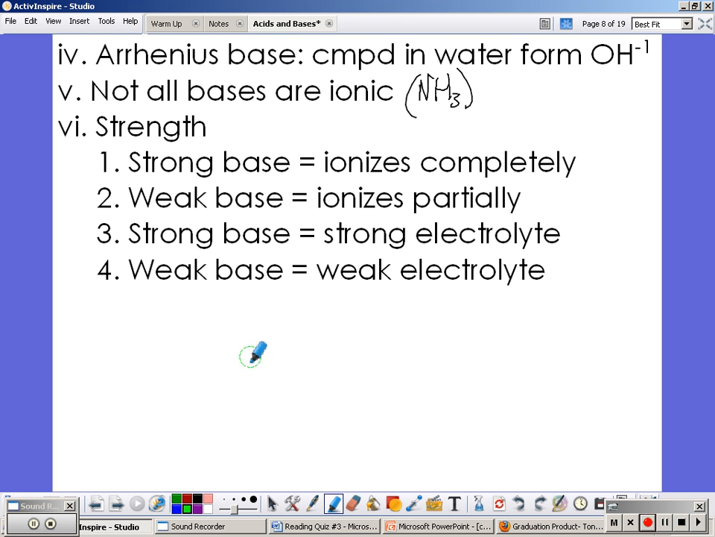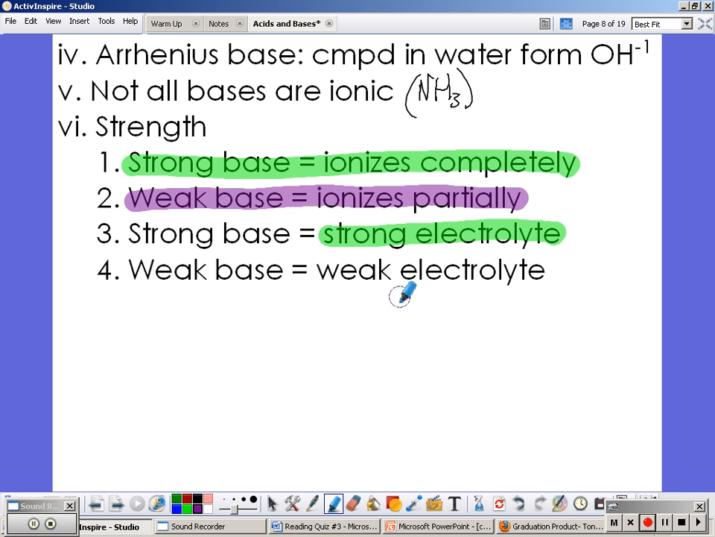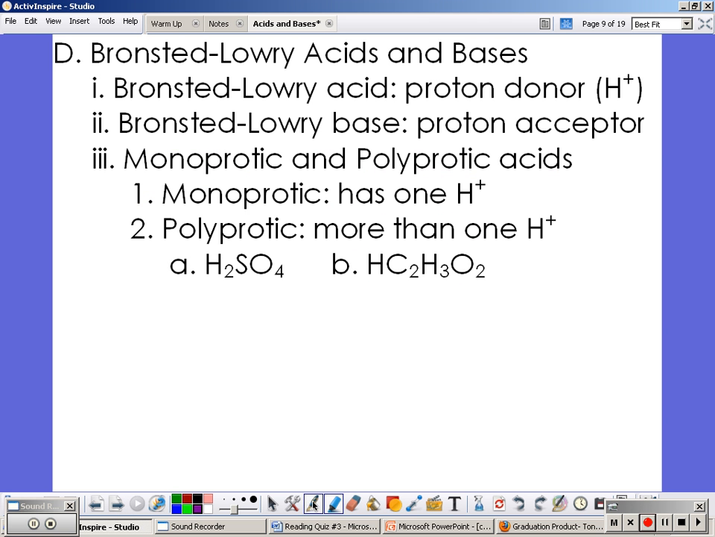So a strong base ionizes completely, 100% of the time, and is a strong electrolyte, just like our strong acids. A weak base ionizes partially or sometimes, so a weak base is a weak electrolyte, just like our weak acids. A Bronsted-Lowry acid and base. A Bronsted acid is a proton donor. A proton is simply H+. So the acid gives away its H+, it donates that proton.